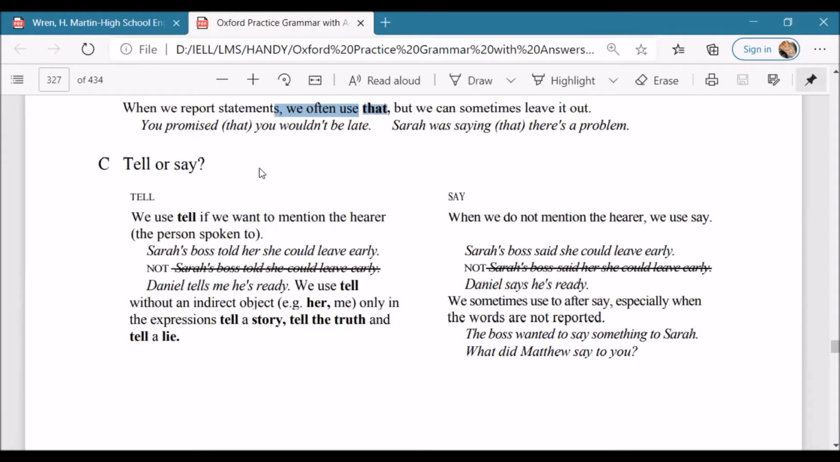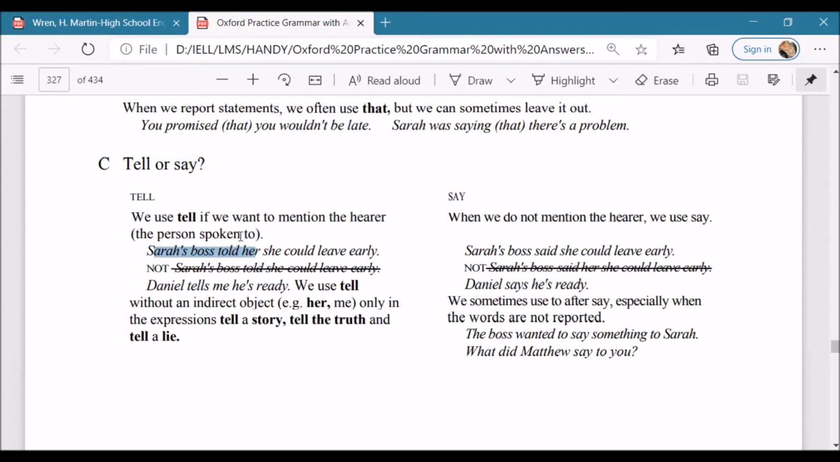So the next point is when to know we have to use say or we have to use tell. We use tell if we want to mention the hearer. Okay, so when we say that she told me that she's going to leave for America. But when I say that she said she's going to leave for America, so when I have to specifically mention who was the listener or who was the hearer, in that context, I would always use tell. Okay, for example, Sarah told her boss, or Sarah's boss told her.